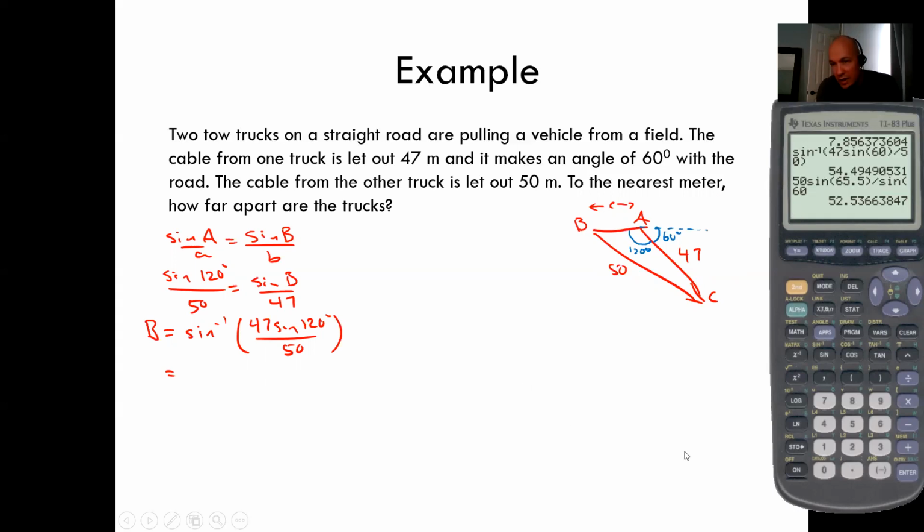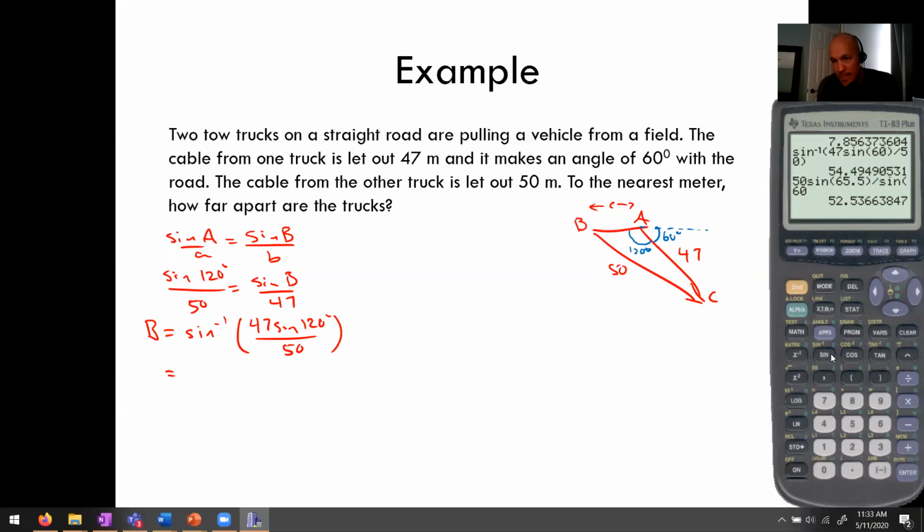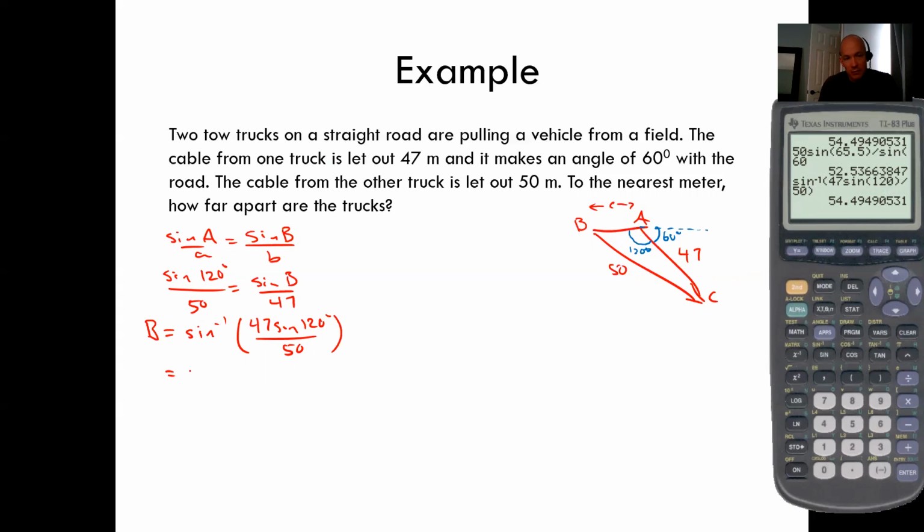If you don't believe me, we can actually try it, and maybe it's worth just showing. So inverse sine of 47 times sine of 120, and then we'll divide that by 50. And when we do this, we get 54.49. So there's 54.5. I was just about to say we get the same angle just because.